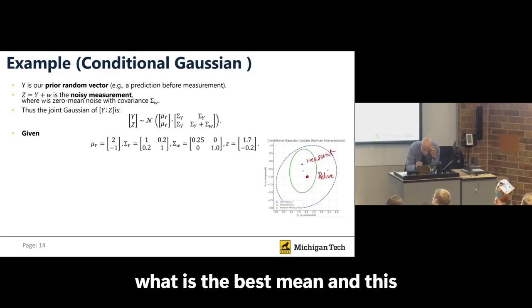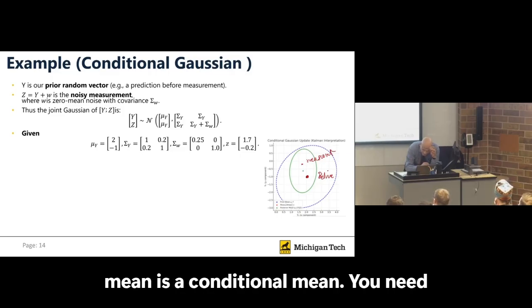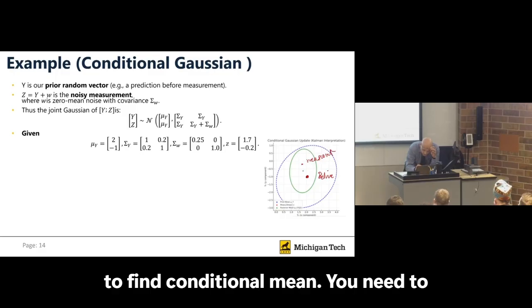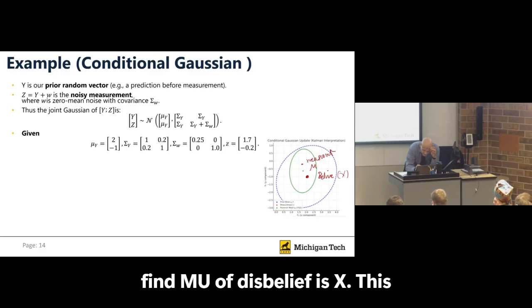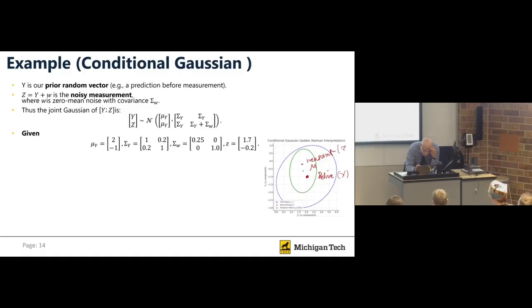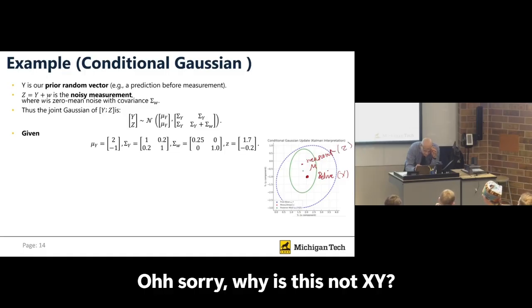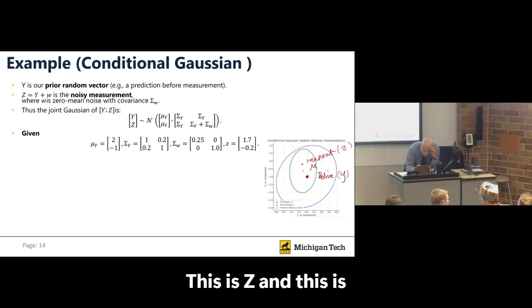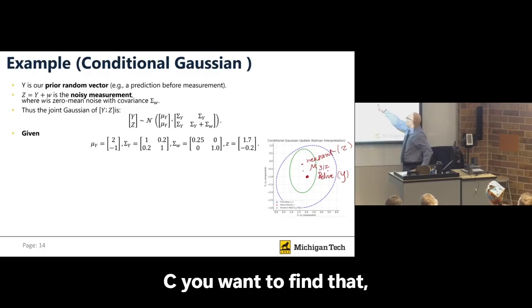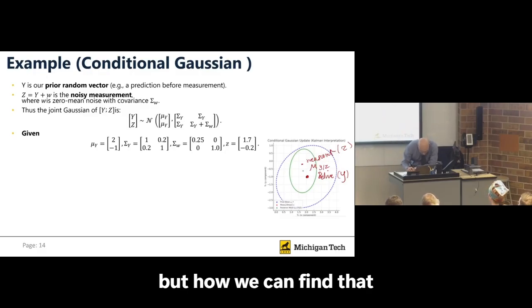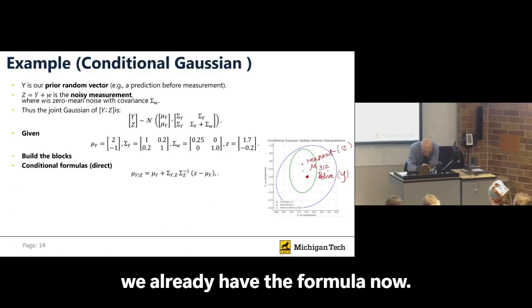And this mean is a conditional mean. You need to find the conditional mean. You need to find mu of this belief is x, this measurements is z. Oh, sorry, y. This is not x, it's y. This is z, and this is mu of y given z. You want to find that. But how can we find that? We already have the formula now.